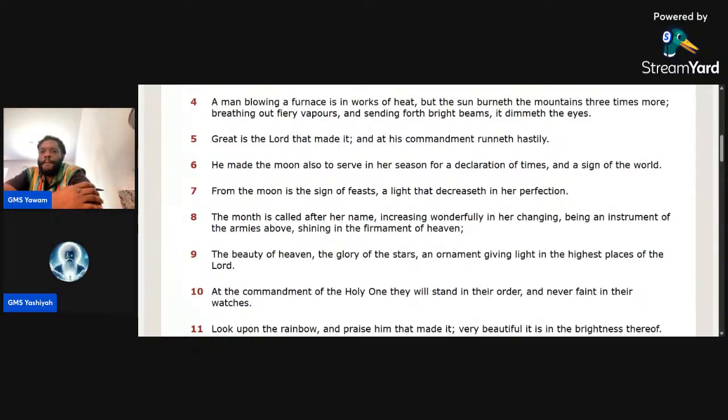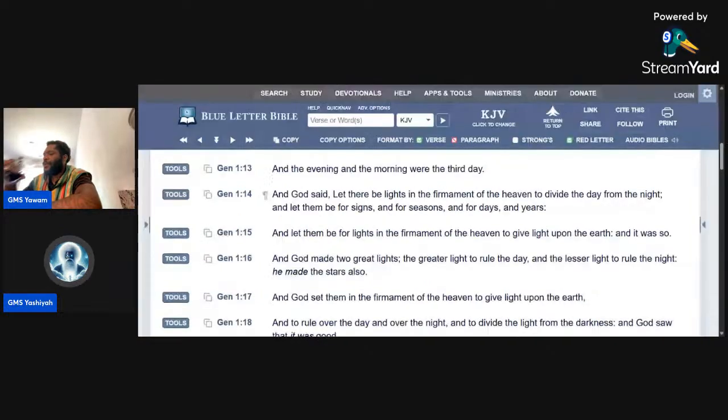May I get a precept for you? This is Genesis 1 and verse 14. It says, the Alahayim said, let there be lights in the firmament of the heaven. See, it said lights. So it's not saying one light, it's the sun. So that's talking about the moon as well.